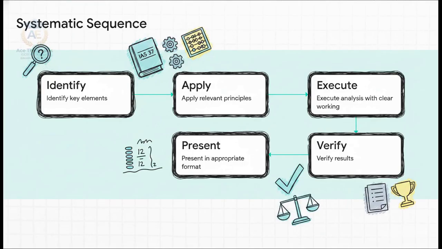Here is the exact 5-step standardized sequence required to secure those critical marks. Step 1. Identify the key elements. You have to ask, is it a present obligation from a past event? Step 2. Apply the relevant IAS 37 principles. Step 3. Execute your analysis with crystal clear workings. Step 4. Verify your results. And Step 5. Present your final answer in the appropriate format. If you consistently follow this exact sequence, your answers are going to become completely bulletproof.